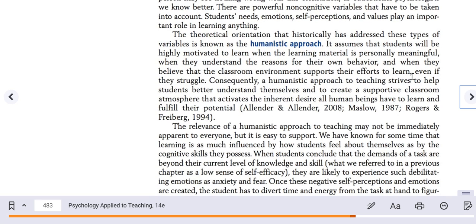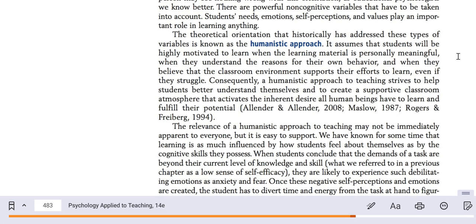The theoretical orientation that historically has addressed these types of variables is known as the humanistic approach. It assumes that students will be highly motivated to learn when the learning material is personally meaningful, when they understand the reasons for their own behavior, and when they believe that the classroom environment supports their efforts to learn, even if they struggle. Consequently, a humanistic approach to teaching strives to help students better understand themselves and to create a supportive classroom atmosphere that activates the inherent desire all human beings have to learn and fulfill their potential.